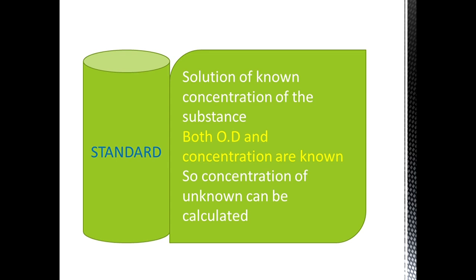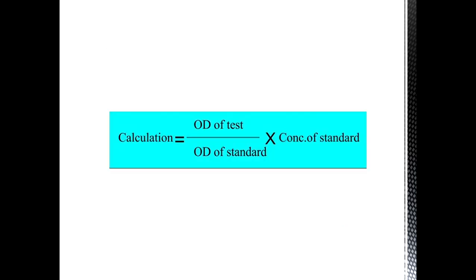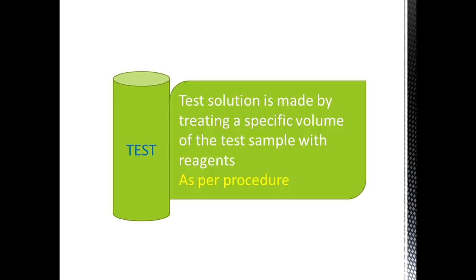So from this known value, the unknown test concentration can be calculated through formulas as well as through graphical methods. From this particular formula, that is, the optical density of the test, divided by the optical density of that particular standard, into the concentration of standard, gives the correct concentration of the test sample.